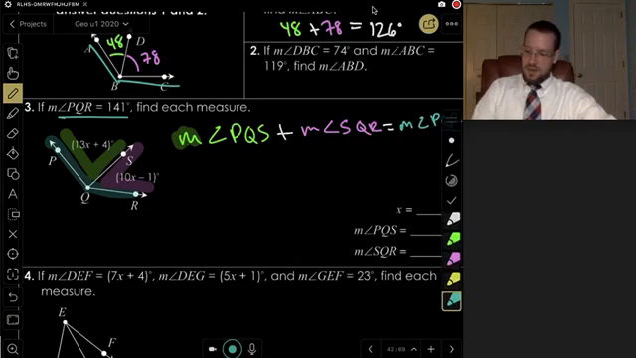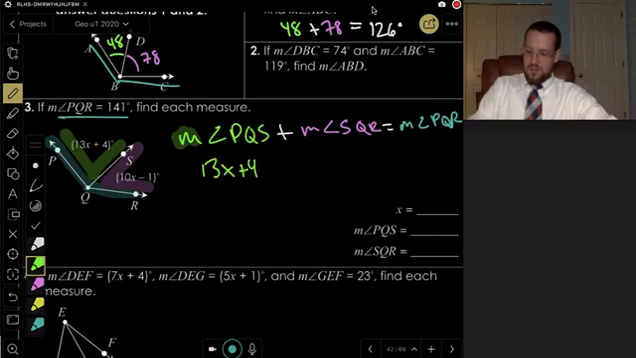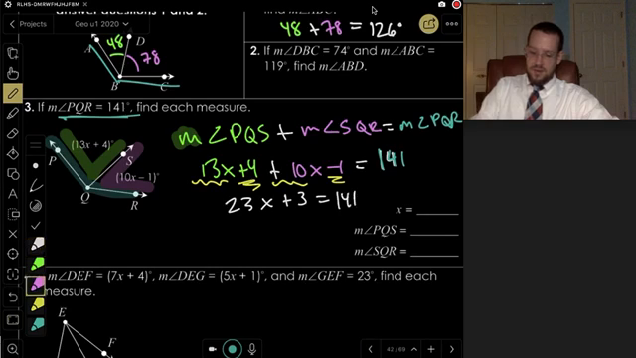Hopefully this color coding will help you see the angles that we're referencing. So here PQS is 13x plus 4, and we're going to add it to 10x minus 1, and it's going to be equal to the whole thing, which we were told up here was 141. And then we're going to do some algebra. Let's combine some like terms. 13x plus 10x is 23x. Plus 4 minus 1, that's plus 3, and that's going to be equal to 141.